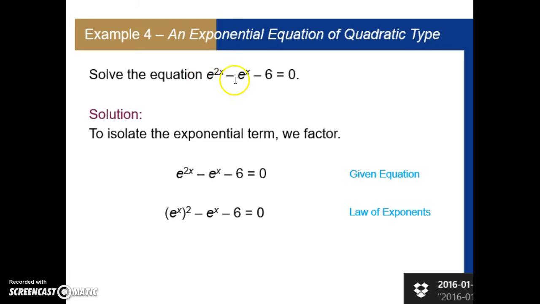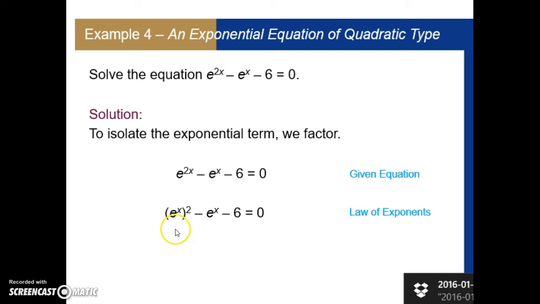So I want us to take a close look at e to the 2x. How did we get e to the 2x? Well, down here it shows how we got it. We took e to the x and multiplied it by itself. And so when you multiply the same bases, you add the exponents. Or here we took e to the x and we squared it. When you raise a power to a power, you multiply the exponents. So this is like e to the x squared minus e to the x minus 6 equals 0.